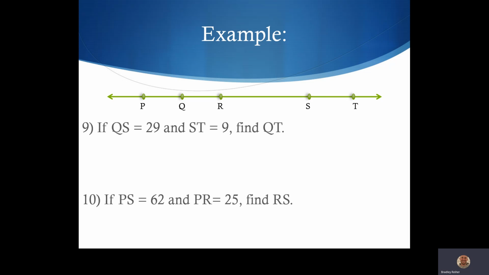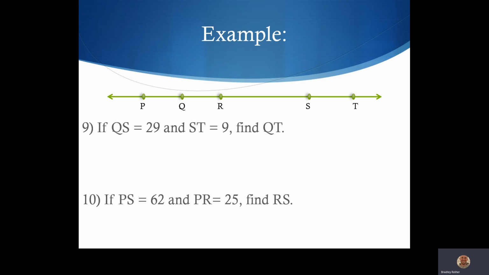So we're not going to add those two segment lengths. We have the big length and we have a small length. How are you going to find the other small length? You're going to subtract. Your two littles still have to equal the big. So 25 plus a number gives you 62. When you subtract those, you get 37. That's the distance from R to S.